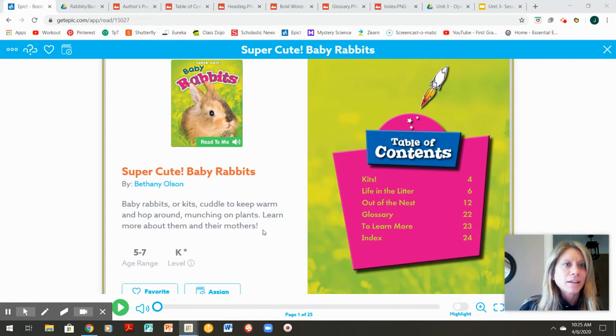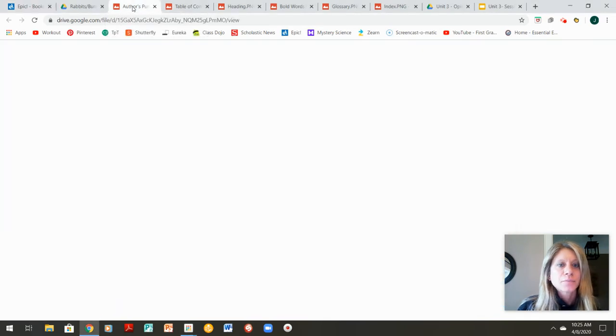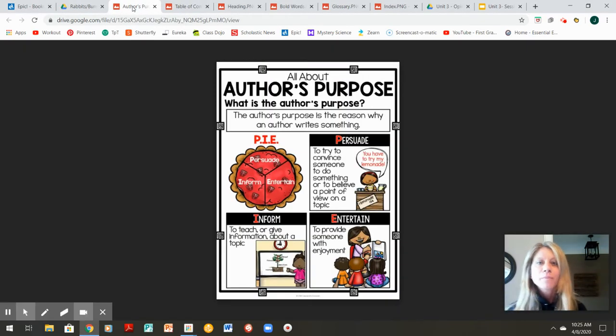But before we read, let's take a look at our anchor chart so we remember the author's purpose when writing a nonfiction book. All nonfiction books are meant to inform. The author, the writer, wants to teach or give us information about a topic. So remember that when we're reading together today.